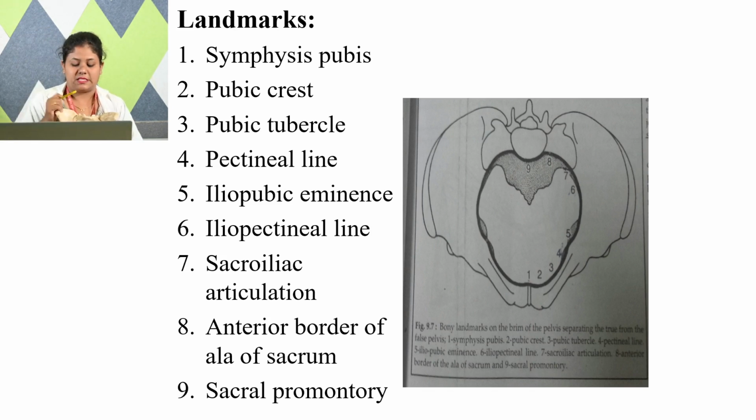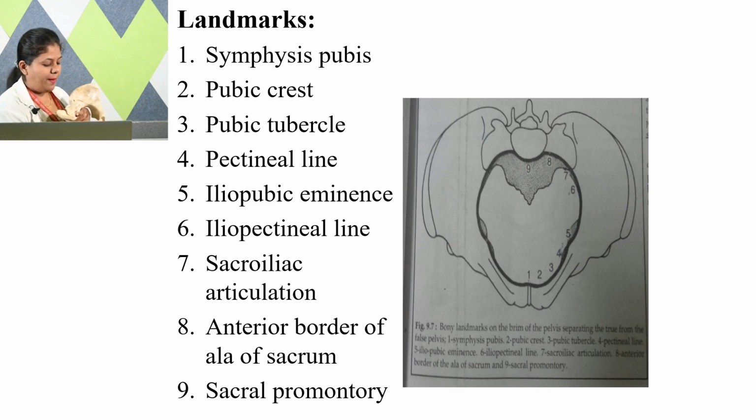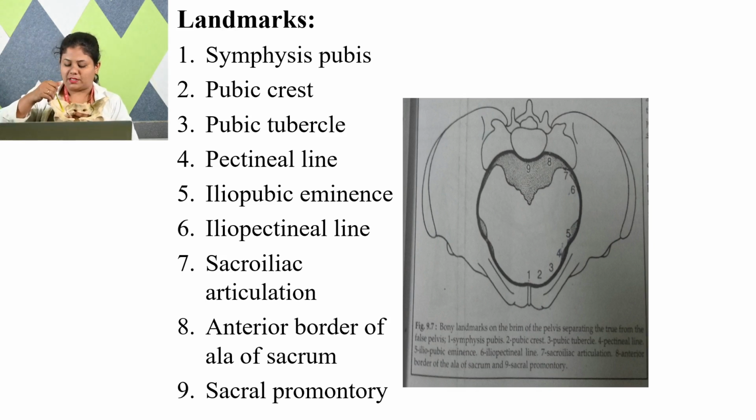Starting from the symphysis pubis. This part is called the symphysis pubis. Followed by this is the pubic crest, which is a bit rough to touch. Then the pubic tubercle. Then the pectineal line, as we can see here. Then the iliopectineal eminence, and the iliopectineal line.